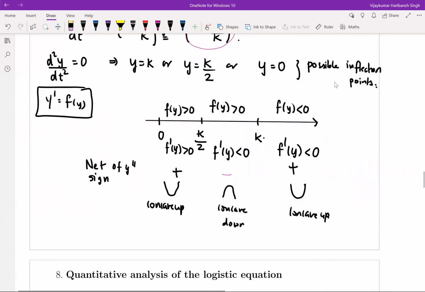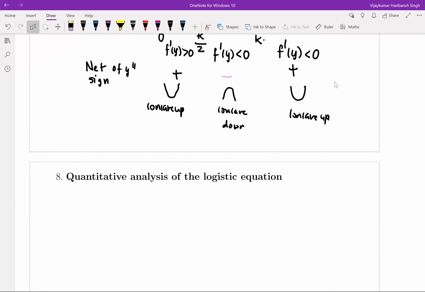Now let's try to have a quantitative analysis of the logistic equation, even though we said we won't do it. Let's get to the quantitative and then we can compare a bit. So we get dy/dt is going to be f(y), which was r(1 - y/k)y. This is a separable differential equation.